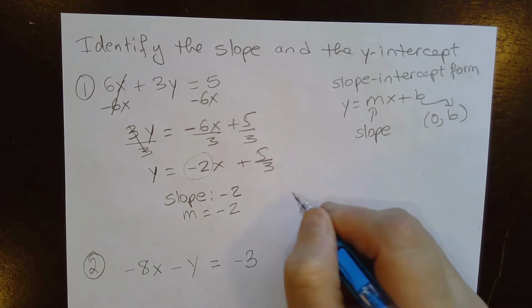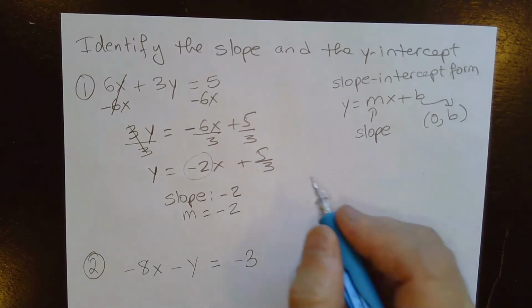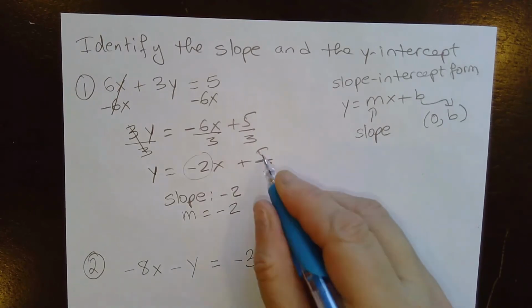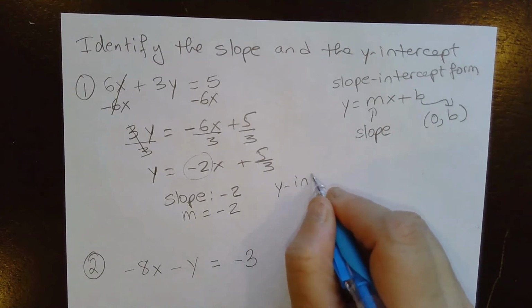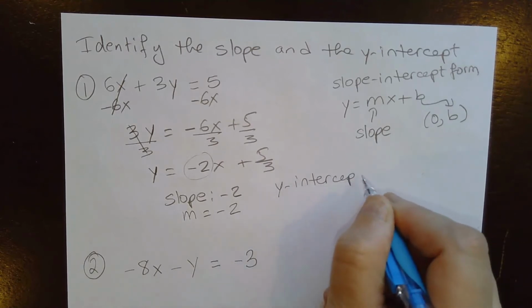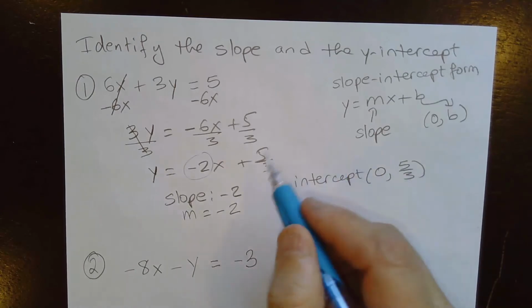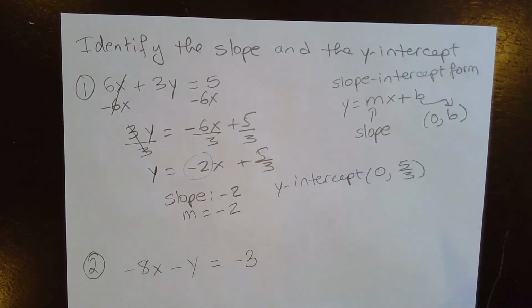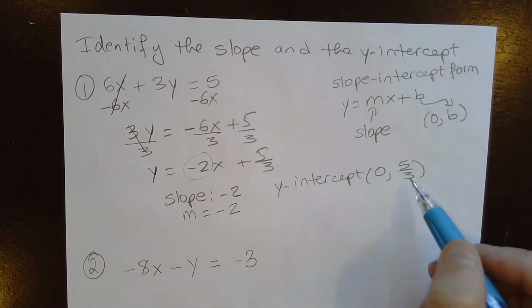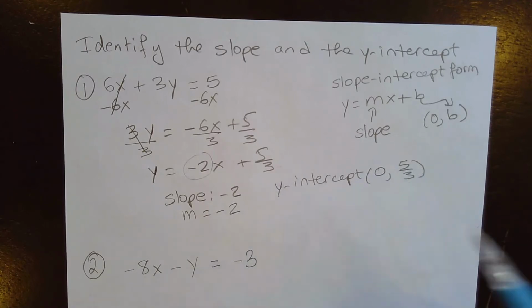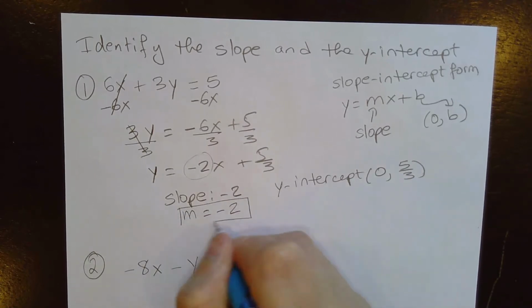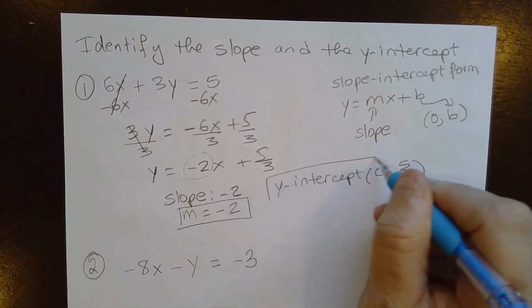And the y-intercept b is 5 over 3. The y-intercept is (0, 5/3). Now granted this is a fraction, but you can get the decimal form if you want to graph it. If you're not going to graph it, this is good. So now we found the slope, which is negative 2, and we found the y-intercept.